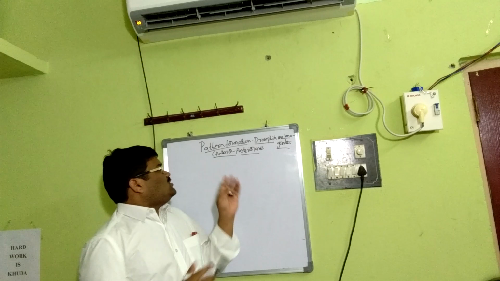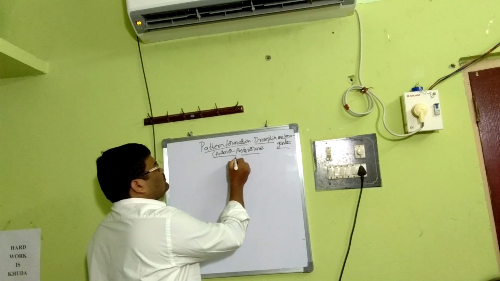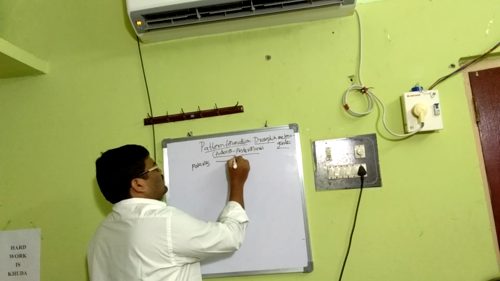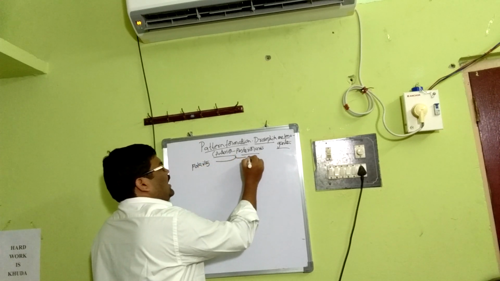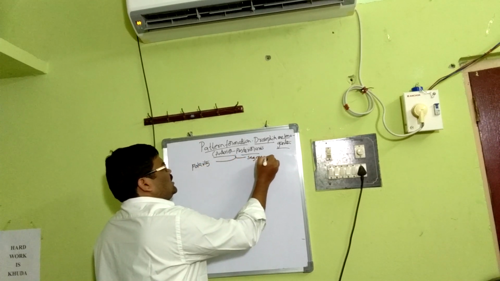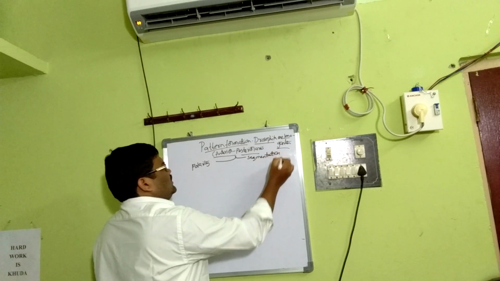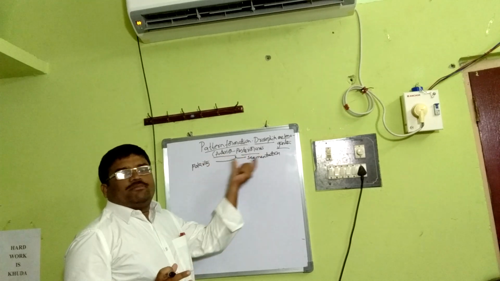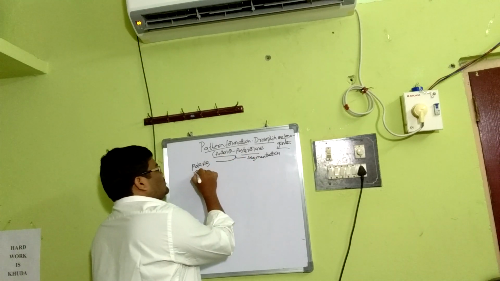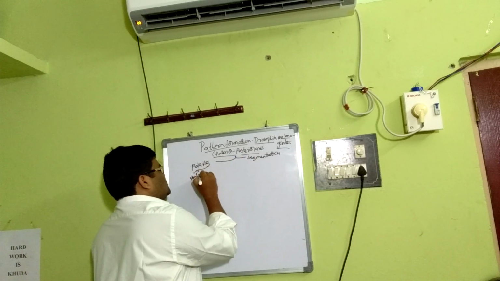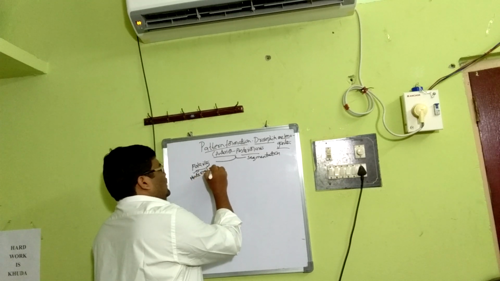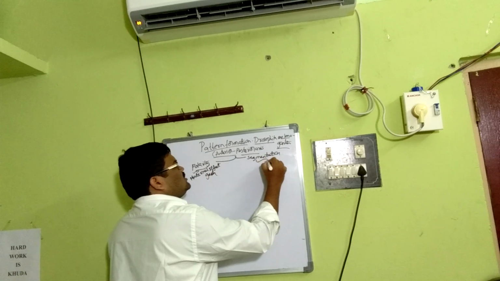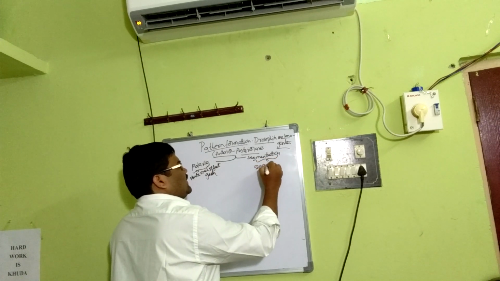Pattern formation broadly involves two concepts: polarity, that is polarization, and segmentation. There are different genes responsible for polarization and segmentation. Polarity is by means of maternal effect genes. Segmentation is by means of zygotic genes.